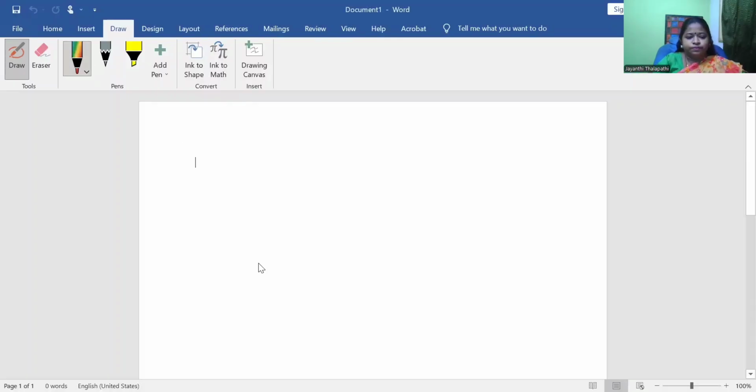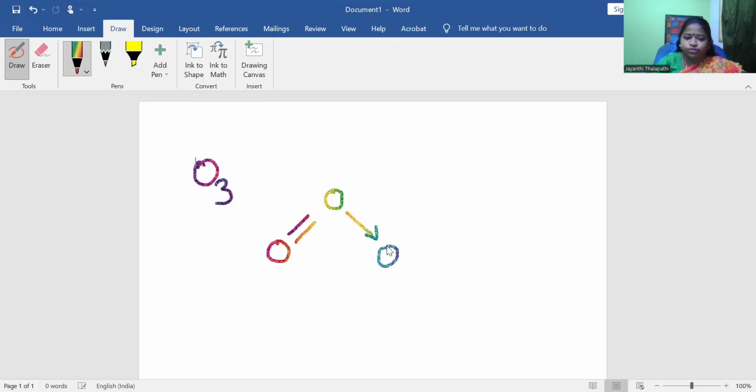Okay. So over here, ozone is O3, all right? We know O3 is ozone. So let's say O double bond O, and over here coordinate bond O. This is what ozone is.